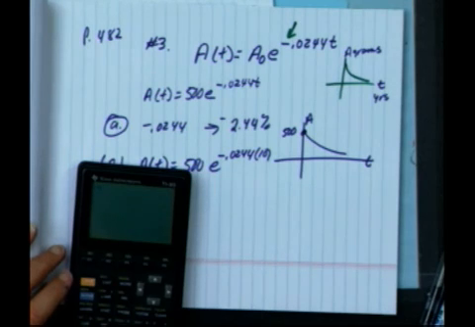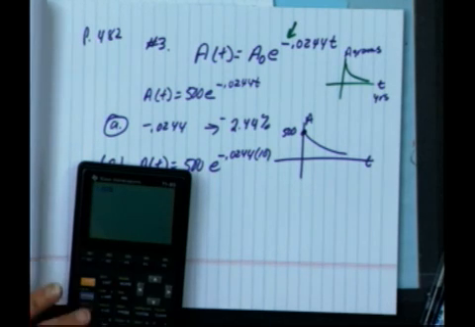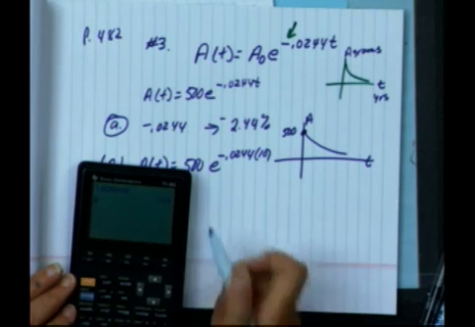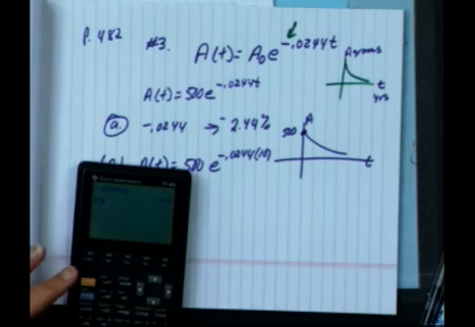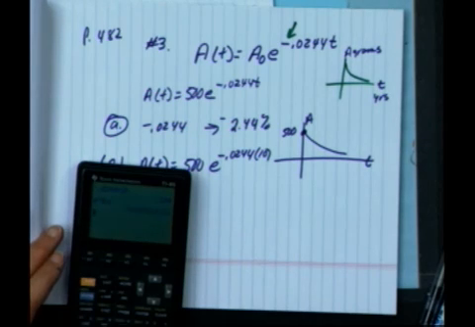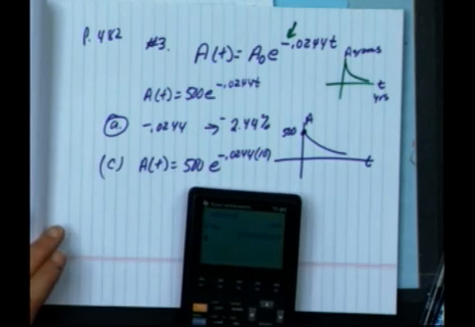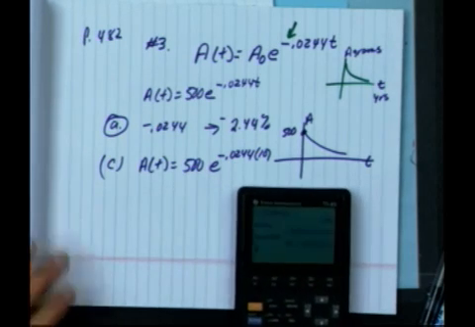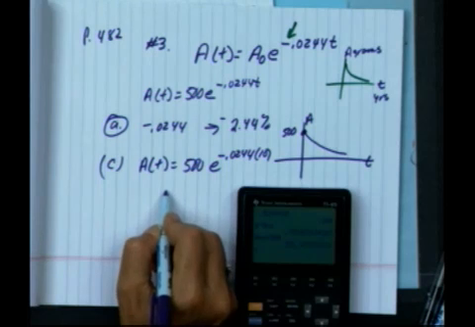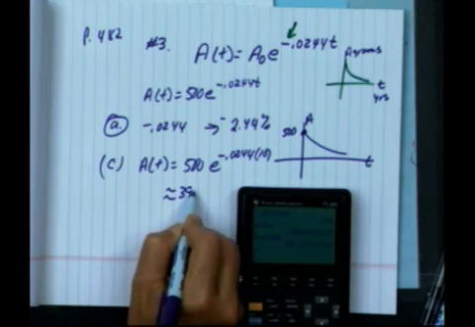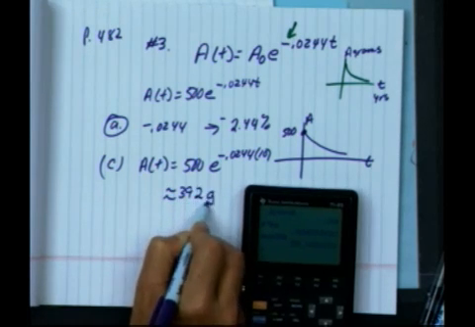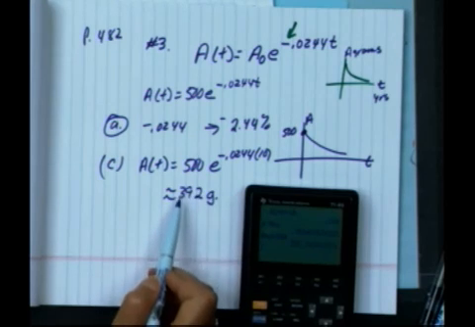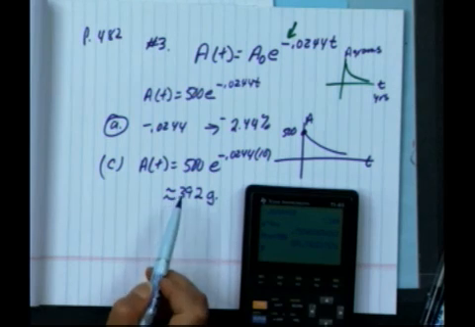Okay, negative 0.0244 times 10. And then I'm going to raise e to that power. And then I multiply times 500. And so in 10 years, I'm still left with approximately 392 grams of this. So you see it's not going away very quickly. Is that good, everybody?